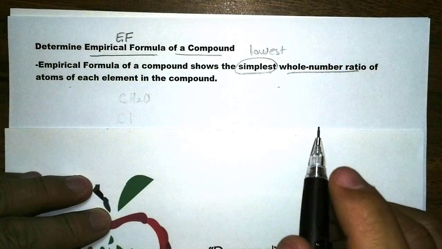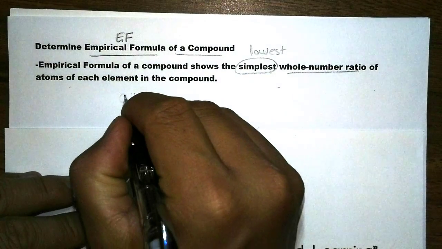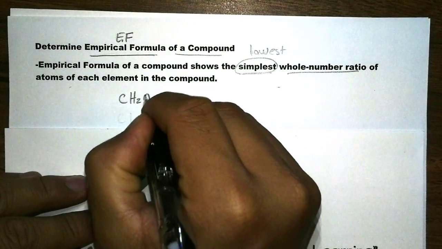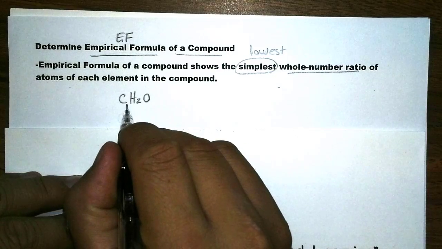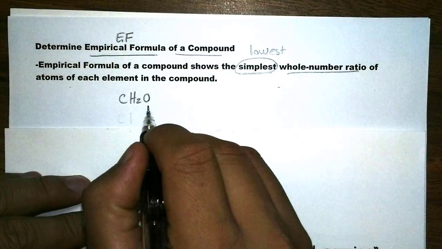So what is the lowest whole number ratio of atoms? An example of an empirical formula is CH2O. Notice how the subscripts cannot be simplified anymore because carbon has 1, there are 2 hydrogen and 1 oxygen.